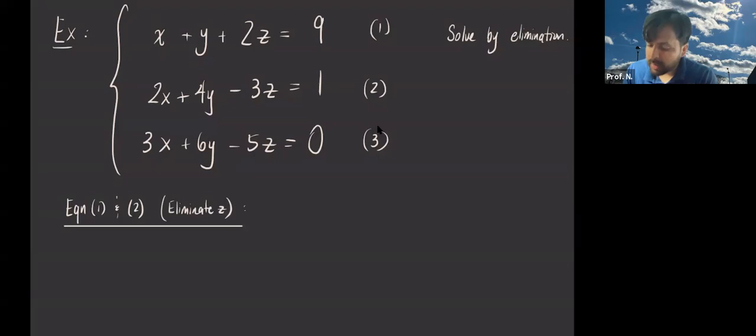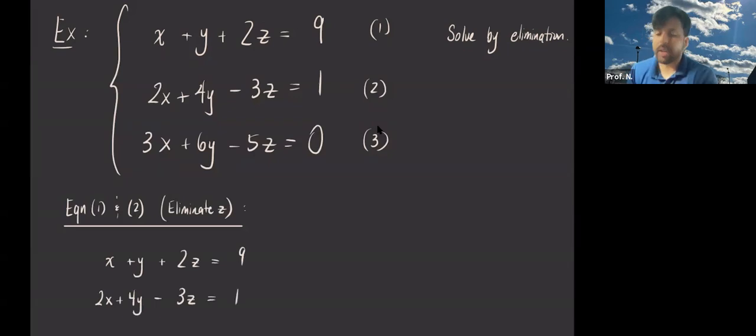So the first equation is x plus y plus 2z equals 9. And the second equation is 2x plus 4y minus 3z equals 1. I want to eliminate z. So I look at z here and I look at z here. How do I eliminate it? What should I do?